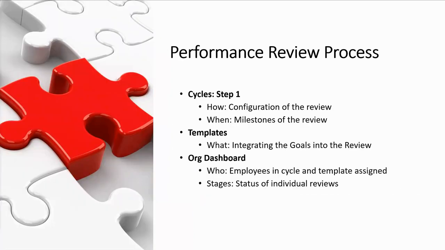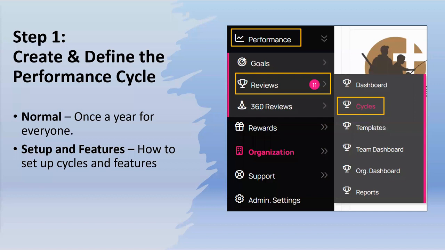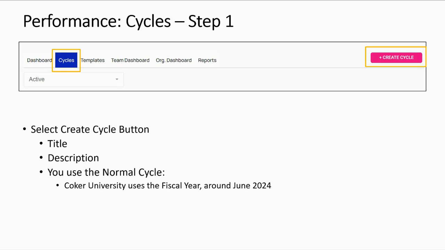The very first thing we want to talk about are the cycles, because this is what's driving your performance review. And it's always good to know where you're going, right? Performance, reviews, and cycles on the menu tree on the left-hand side of the page. So now that we've gotten there, and we also identified that cycles is our first step, you're going to land on the cycles tab, which is right here.